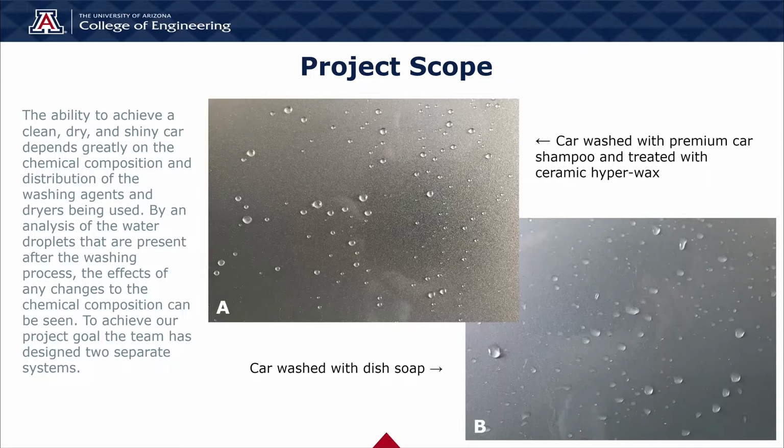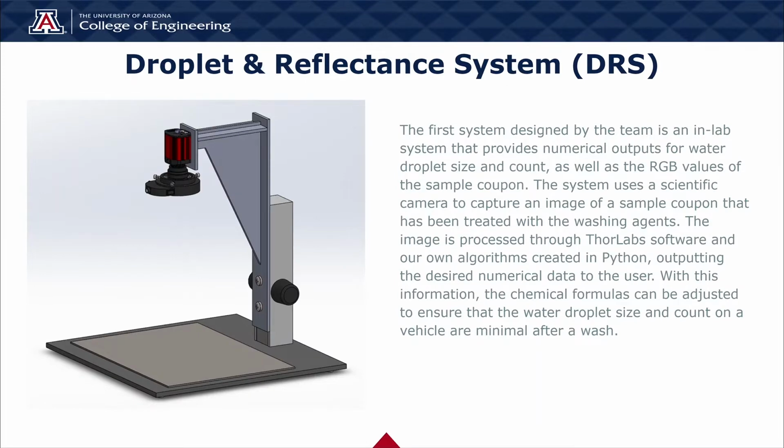To help meet the goal of a clean, dry, and shiny car, two systems have been created. The first system designed by the team is the Droplet and Reflectance system, also referred to as the DRS. This is an in-lab system that is used to analyze a sample coupon that has been washed with the washing agents. The system determines the number of water droplets on the sample coupon, the size of the water droplets, and the RGB values of the sample. These numerical outputs aid the chemical specialist in analyzing the effects of their washing agents so that improvements can be made to the chemical compositions.